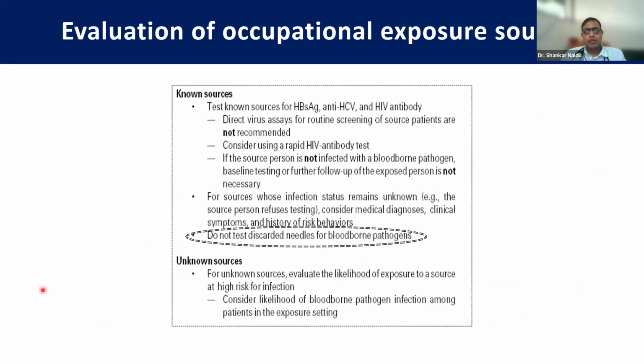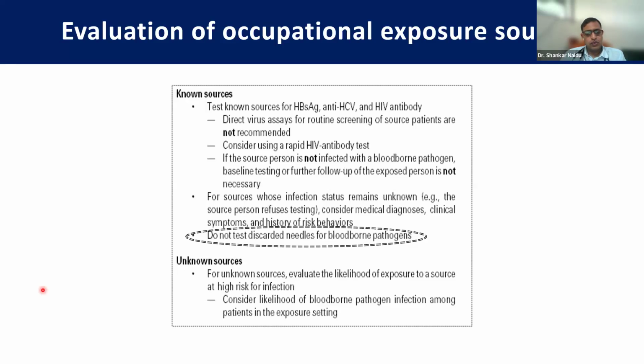The evaluation of occupational exposure sources: for known sources, test for hepatitis B, C, and HIV. Direct viral assays for routine screening of source patients are not recommended. Consider using a rapid HIV antibody test. If the source person is not infected with a bloodborne pathogen, baseline testing or further follow-up of the exposed person is not necessary.